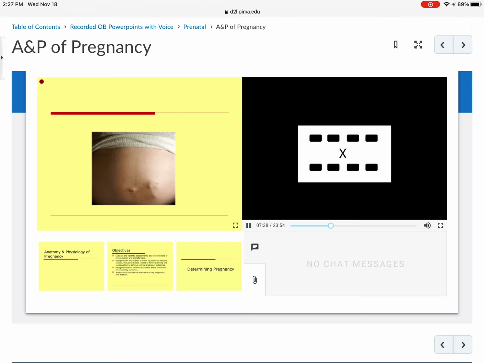And of course, this isn't real, but if you could see that, that would be a positive. That's a baby's foot, but no, that would never happen. That would be a uterine rupture. But anyway.